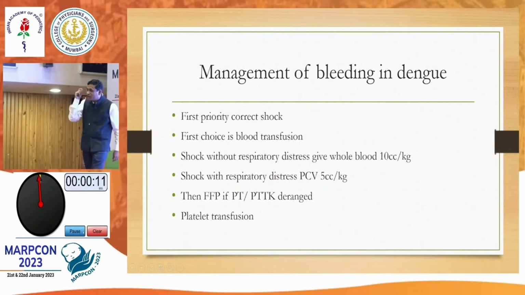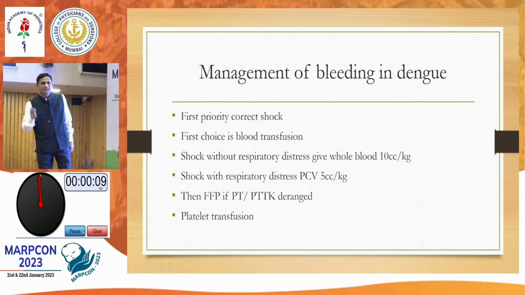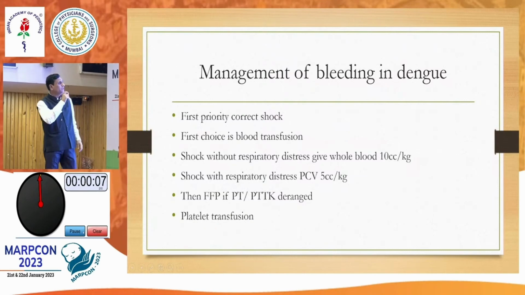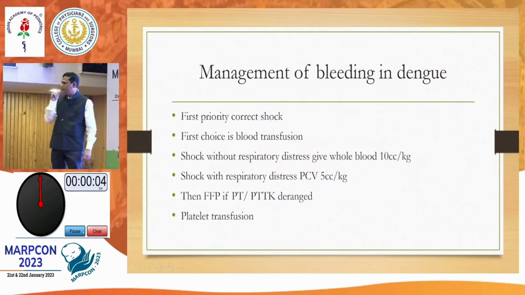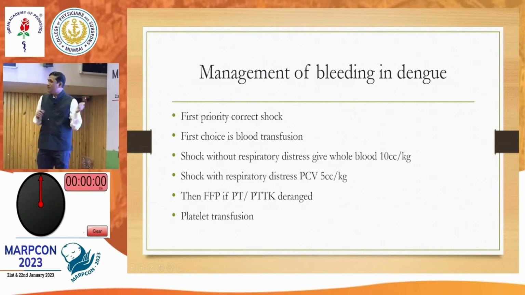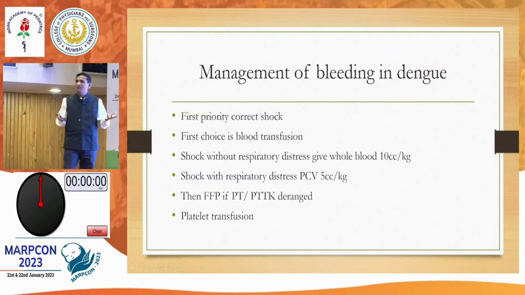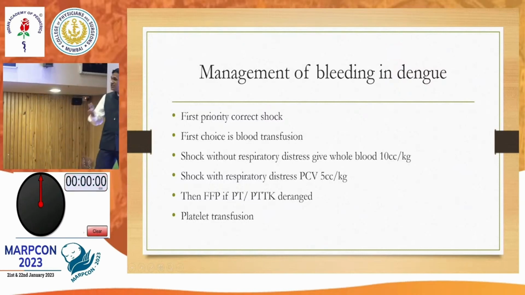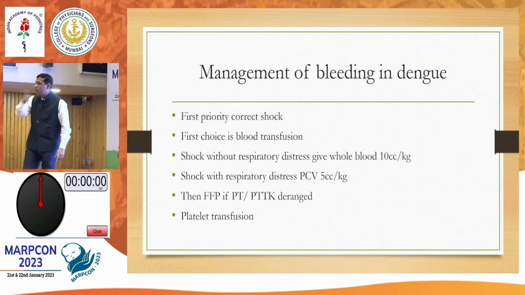Next priority, give blood transfusion if the child is bleeding, and if PT/PTT is deranged, the blood transfusion should be whole blood. If there is no respiratory distress, 10 cc per kg. If the child presents with respiratory distress, then you have to give 5 cc per kg. If the PT/PTT is deranged and bleeding is not stopped, then give fresh frozen plasma. Is FFP a colloid or crystalloid? It is colloid. It is naturally colloid. So you have to give it in a drip. Don't push the FFP because it leads to pulmonary edema. So you have to give FFP over 1 to 2 hours.